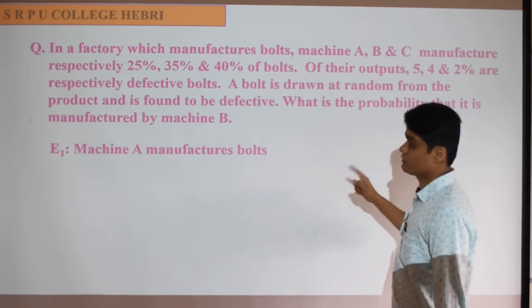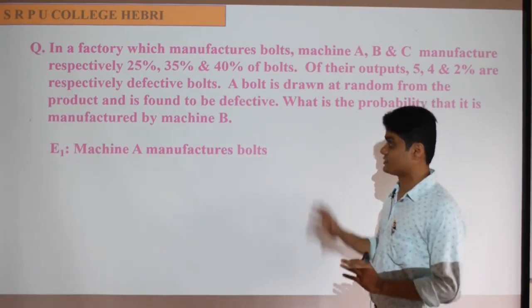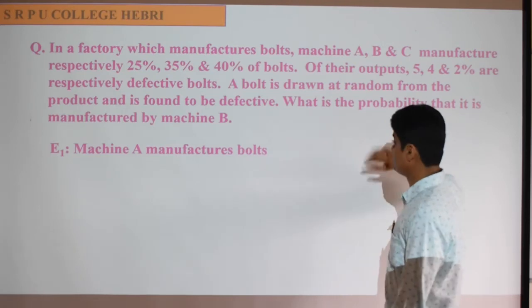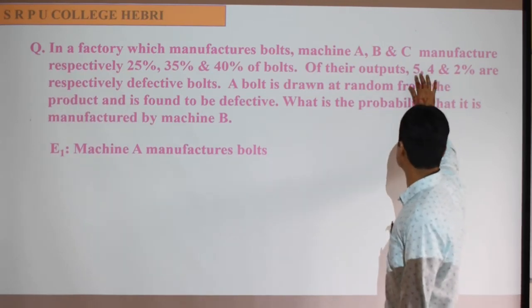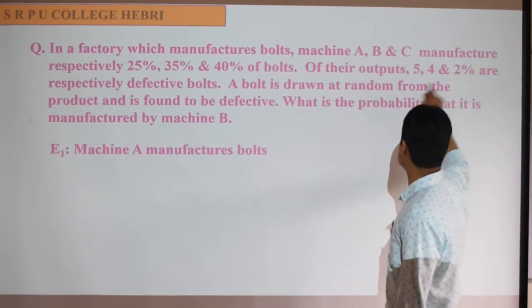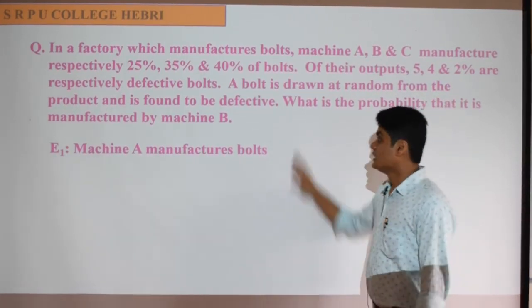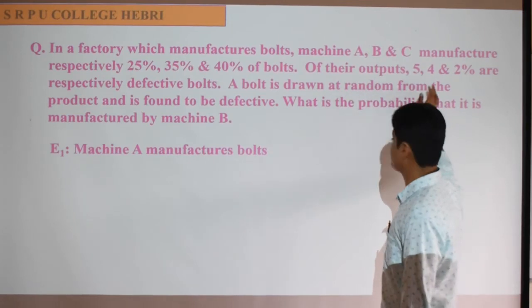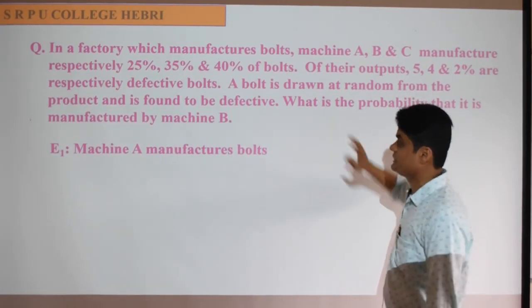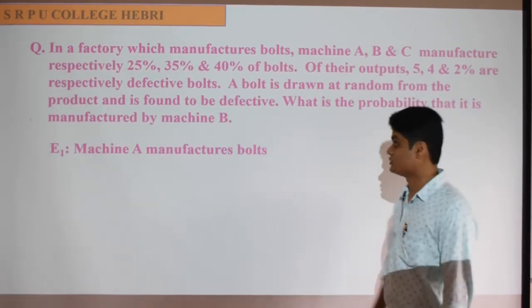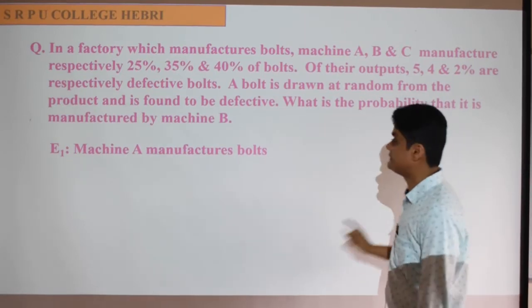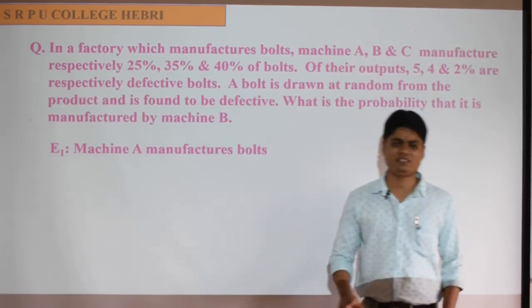Machine A manufactures 25% of the bolts for this factory, and out of that, 5% are defective. For machine B, 4% are defective, and for machine C, 2% are defective. A bolt is drawn at random from the product and it is found to be defective. What is the probability that it is manufactured by machine B? This is one direct question.